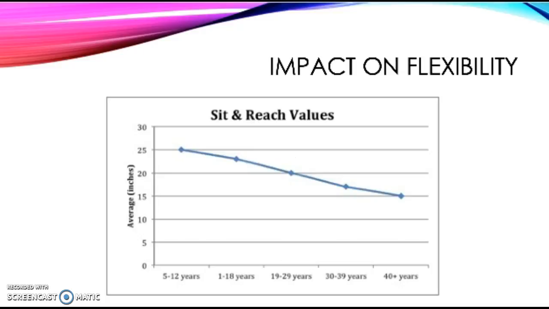So flexibility. Looking at the graph, we can see that flexibility peaks around the age of 5 to 12 years and slowly declines as we age. This is because our muscles get stiffer and therefore aren't as flexible. The crosslinks in the muscle increase due to the glycogen levels and therefore results in a loss of flexibility.